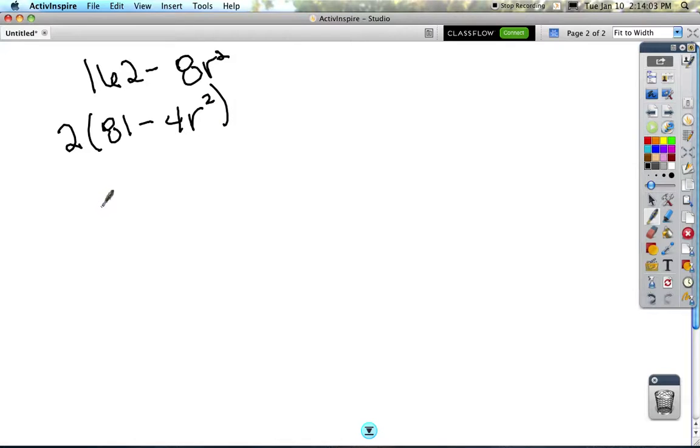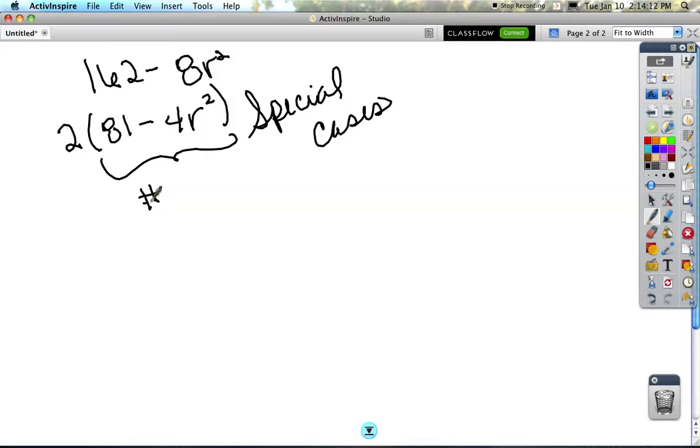4R squared. Now, this is one of these special cases. What is this? It is a difference of 2 squares. So don't forget to bring your 2 down.